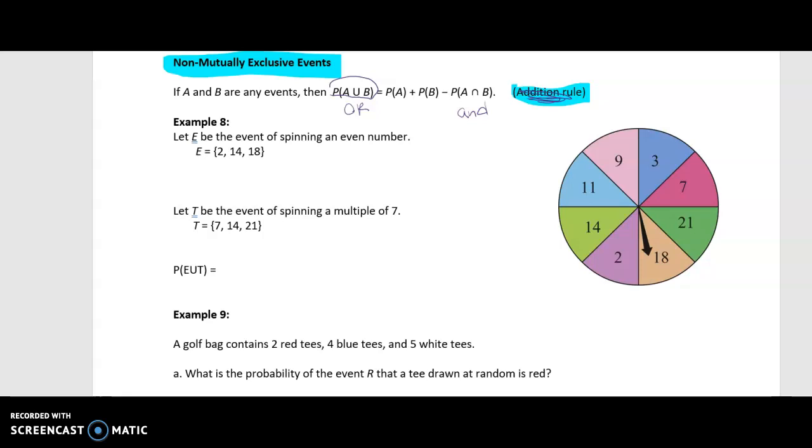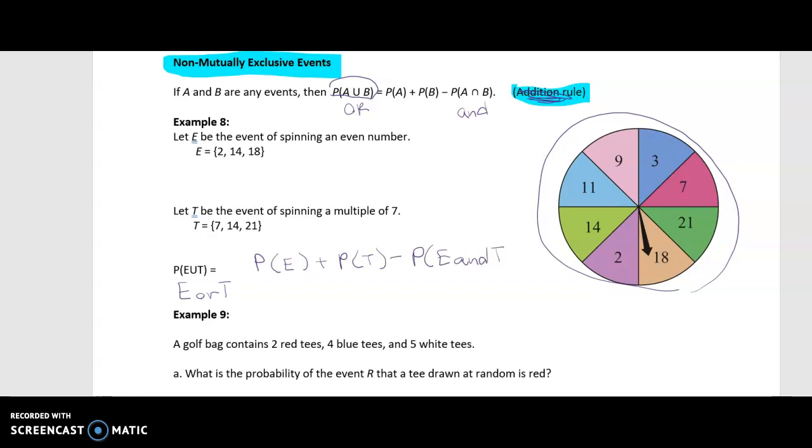Here's an example. Let E be the event of spinning an even number on the wheel we see here to the right. The even numbers are 2, 14, and 18. We're going to let T be the event of spinning a multiple of 7. The multiples of 7 on the wheel are 7, 14, and 21. So when we find the probability of E or T, that's the equivalent of finding the probability of E plus the probability of T minus the probability of E and T.